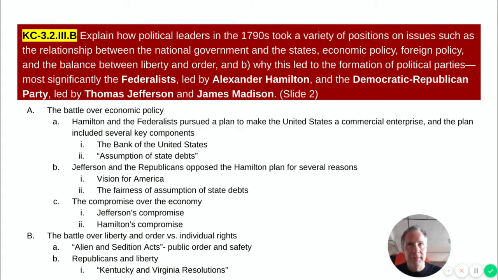They authored them anonymously. They were approved by the Kentucky and Virginia state legislatures. They don't go anywhere, but what they argue is that state governments have the right to void out any federal laws like the Alien and Sedition Acts within their borders if they feel those laws are contrary to the Constitution. So the Kentucky and Virginia Resolutions are putting forward the idea that state governments are the protector of individual rights. And if the national government exceeds its authority, it's up to the state governments to stop it.